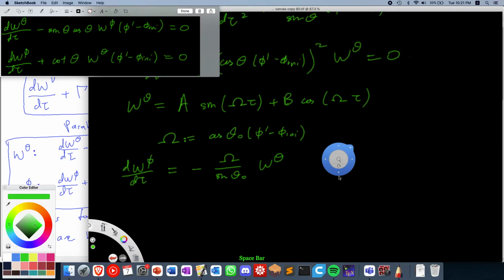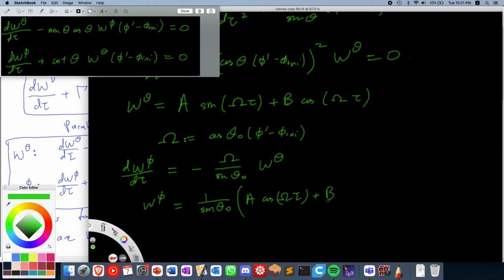Okay, so we integrate both sides. So you just get, integral of both sides, you get a. Okay, so it is 1 over sine theta naught. So you get a cosine omega tau plus b sine omega tau.